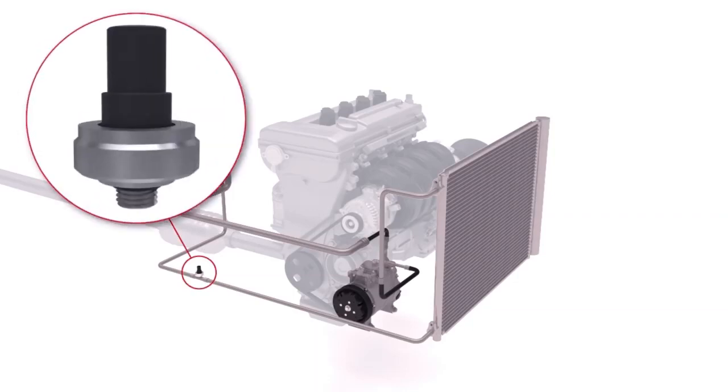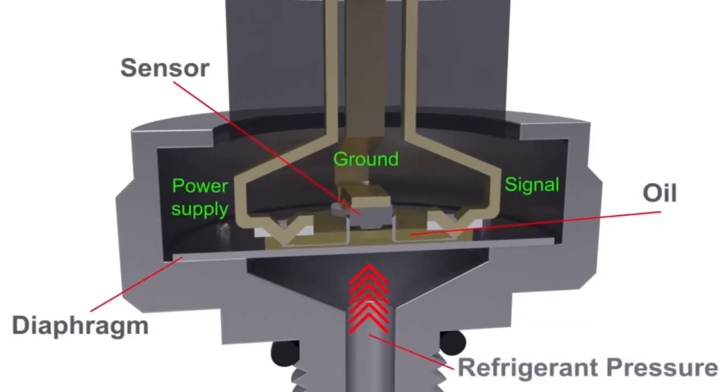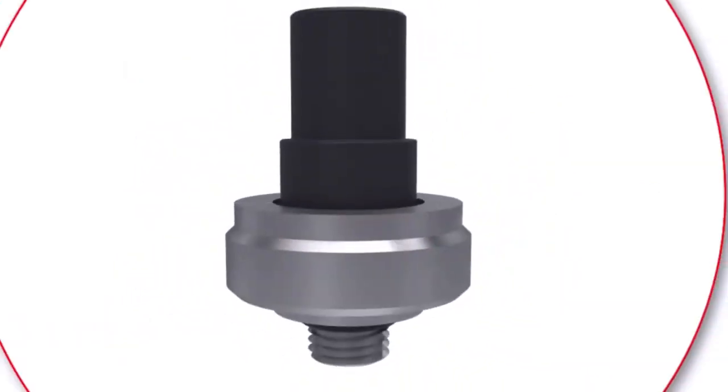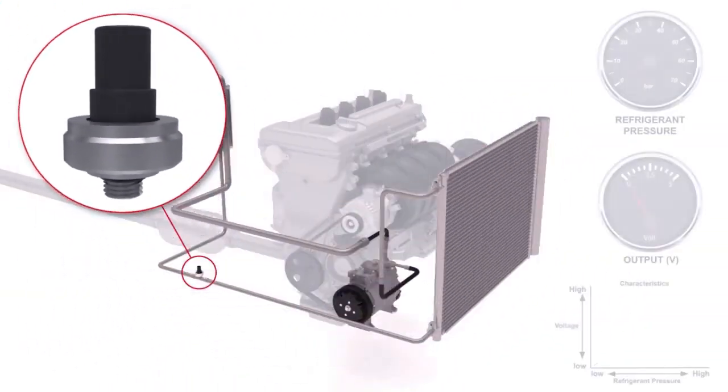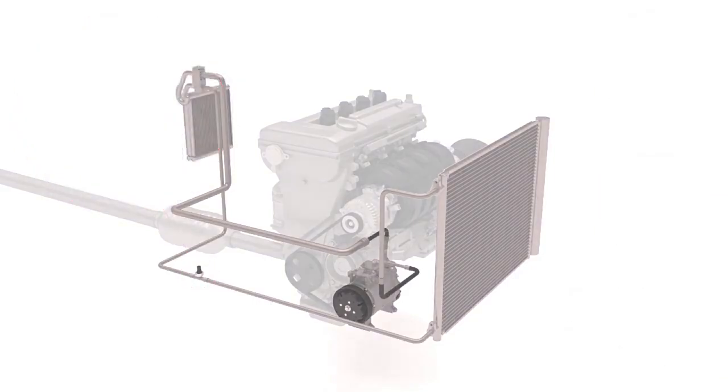One final and important component fitted to Denso air conditioning systems is the pressure sensor that is used as a simple safety device. The sensor detects the refrigerant pressure on the high pressure side between the condenser and the expansion valve, so if the pressure is incorrect, which could cause damage to the system components, the compressor can be switched off.